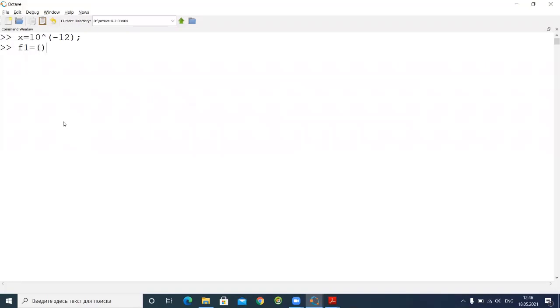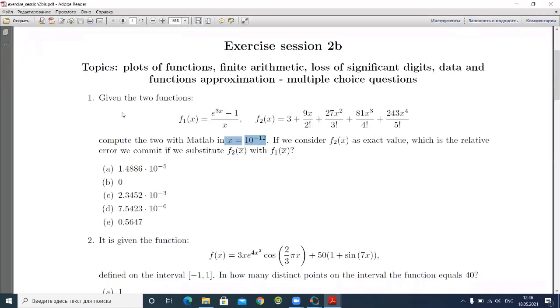So it will be now exp of 3x minus 1 over x, here, of course. Okay, now f2 it will be 3 plus, so here we can see 9x, because it is 3x square over x here we have. Why are they almost same, is it clear?